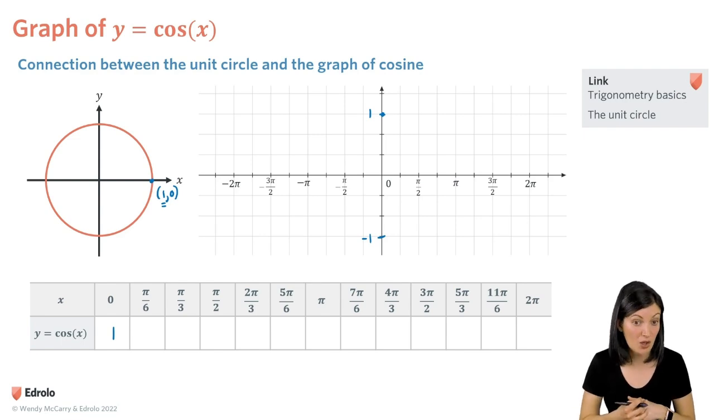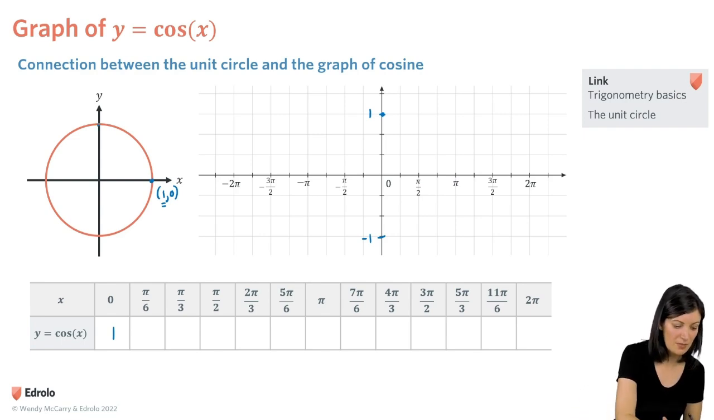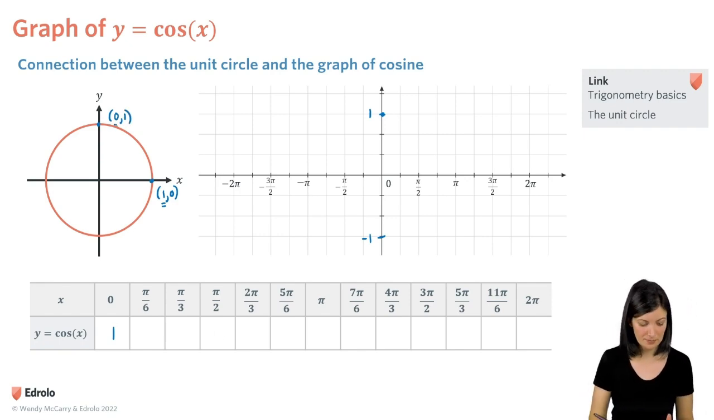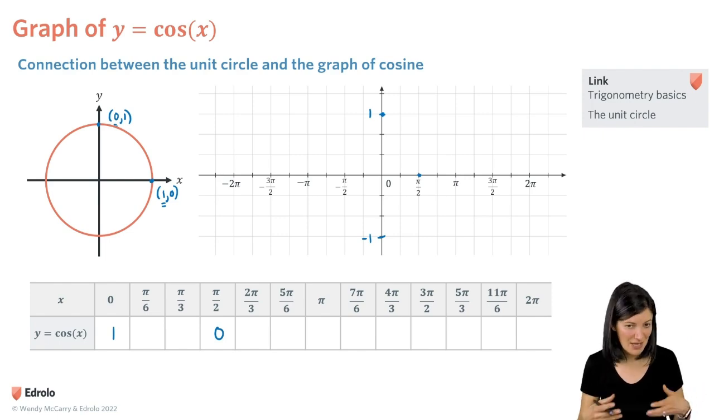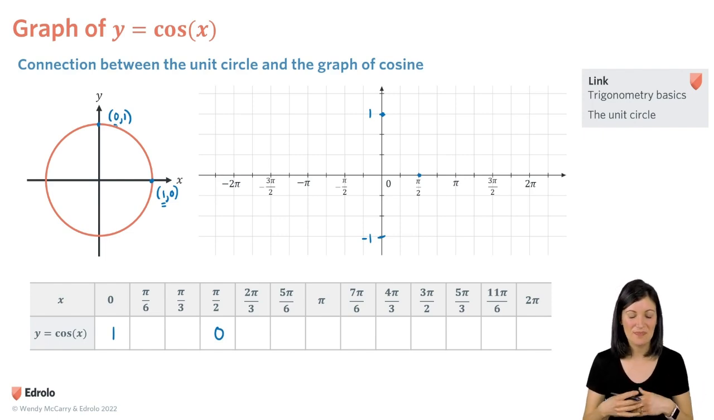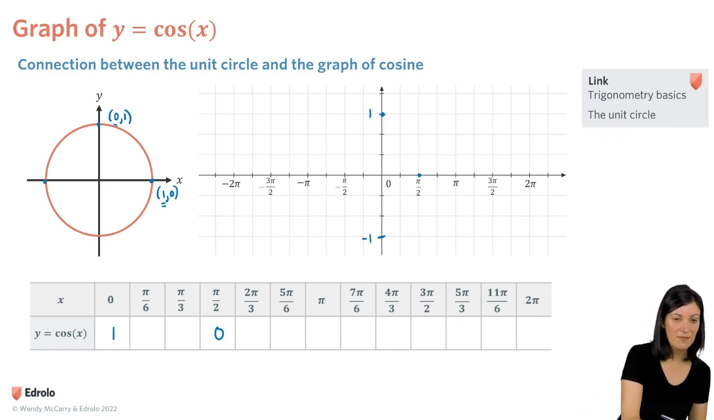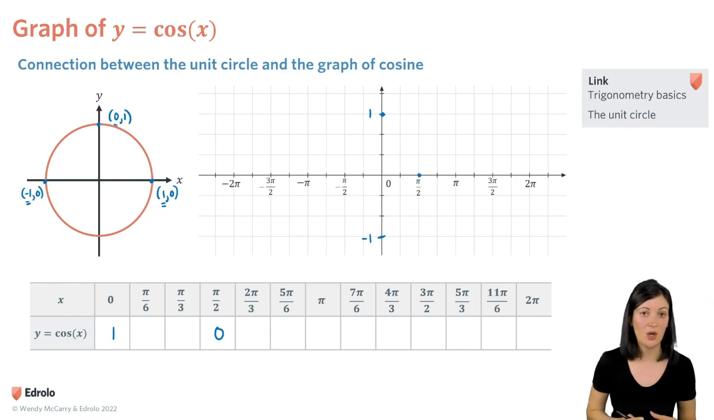Now let's look at the cos of 90. So that's this point up here. That was 0, 1. The cos of 90 would be 0. Sorry, I shouldn't say 90. Pi on 2 and 0. My next point we'll look at is pi radians. So that's -1, 0. So the cos of pi radians is -1.